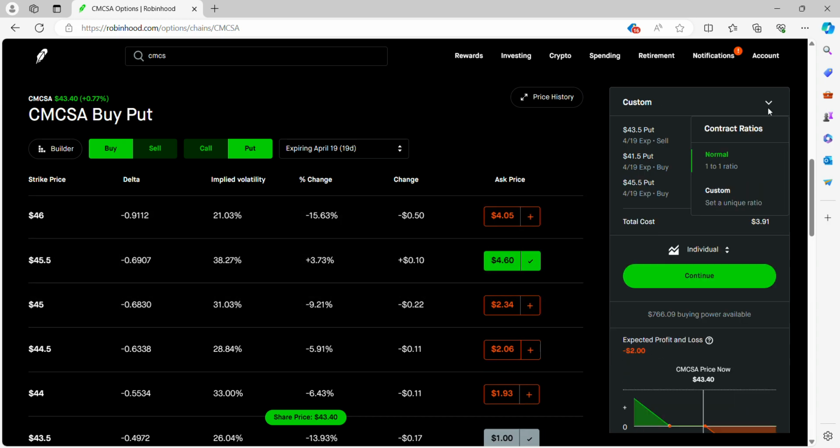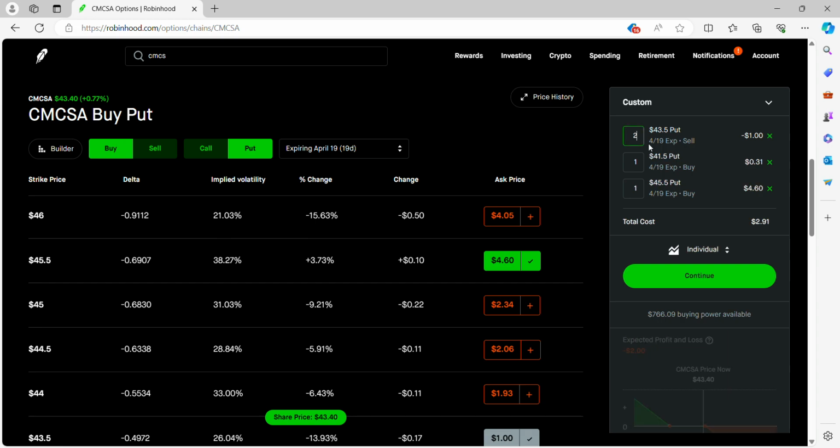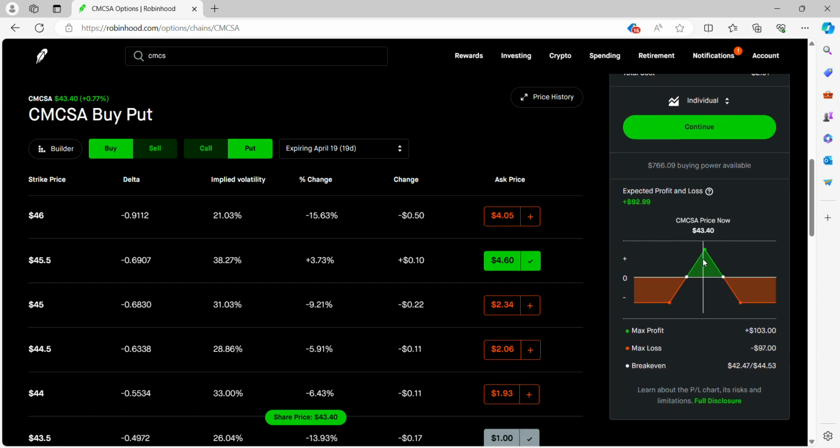Alright, I'm going to make the adjustments. It's not a 1-to-1 ratio, so we're going to use a custom order. The one that we sold, we're going to sell 2 of. Okay, so now what we have here is a butterfly. The max profit we can make is $103, and the max we could lose is $97. So this is like a 50-50 shot.